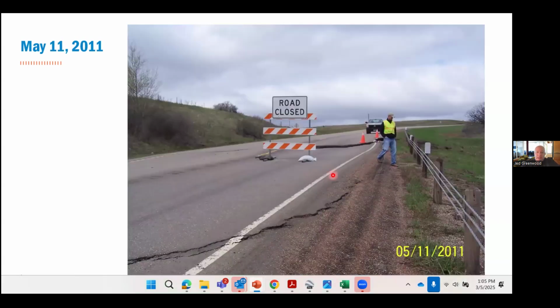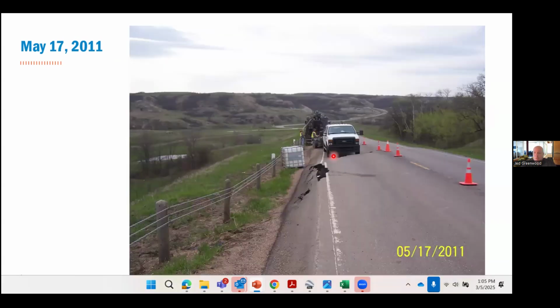So now we get to May of 2011. You can see that on the upper portion of the road. This is looking northwest, so this is the high ground. You can see that we have some tension cracks, a little bit of vertical offset. Then we go about a week later, and it looks like there's been more deformation. Here we're looking the opposite direction. You can see that the Bear Den Creek area is down in here. There's the Badlands on the other side.